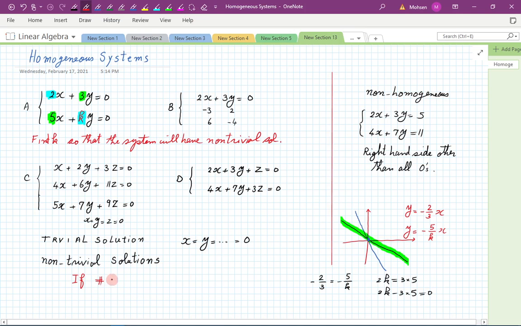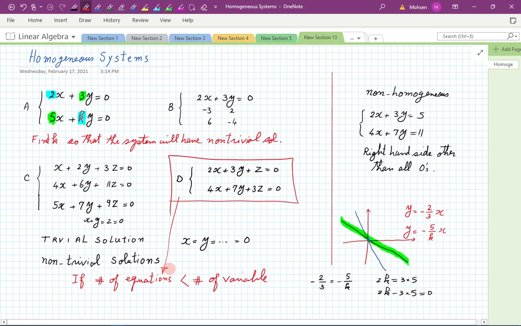Number of equations is less than number of variables, like this case. Number of equations is less than number of variables. In that case, we always will have non-trivial solutions. That is, we have solutions other than just all zeros. All zeros obviously matches. Does anything else work?